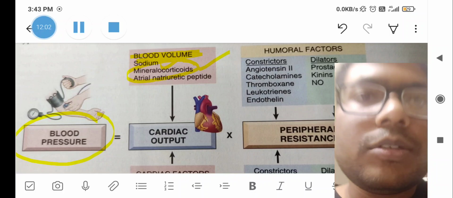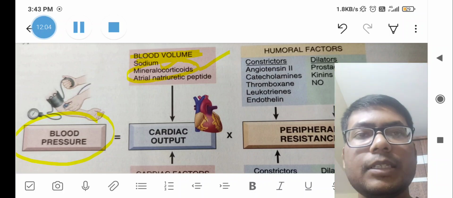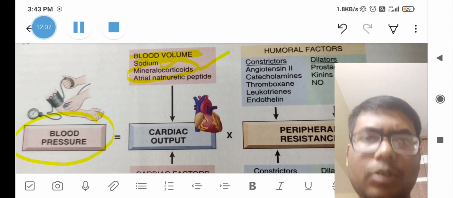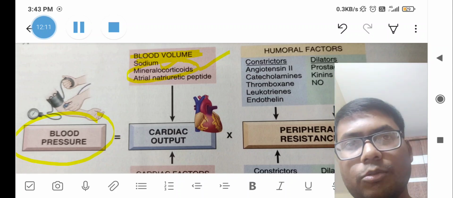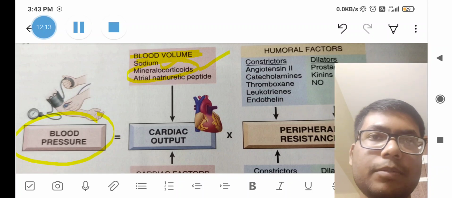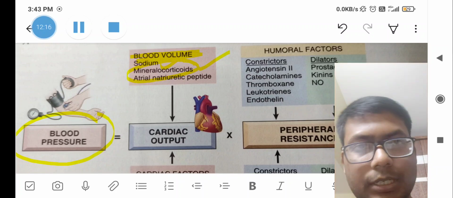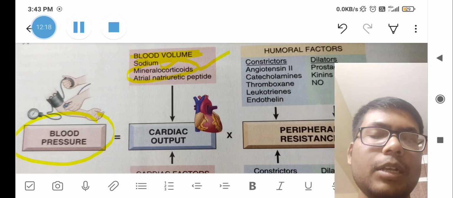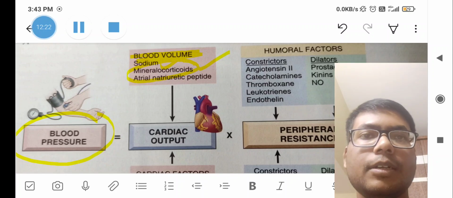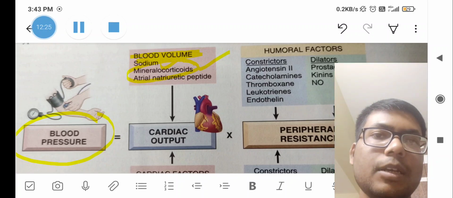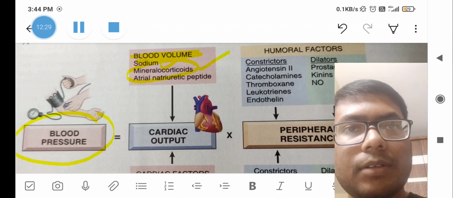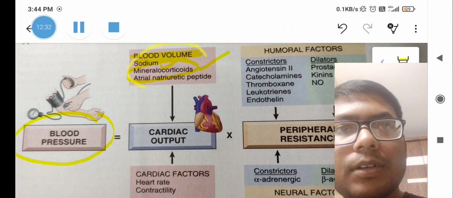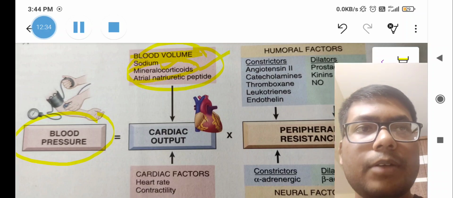So what we like to say is that blood volume is increased by sodium and the mineralocorticoids like aldosterone, which preserve more water in our body. But the atrial natriuretic peptide, which is released from the atrium of the heart in case of volume overload, increases water loss through the kidney. So these components are involved in maintaining our blood volume.